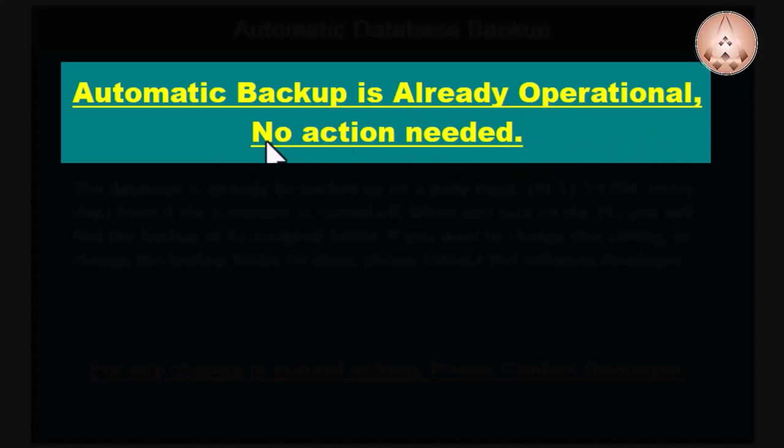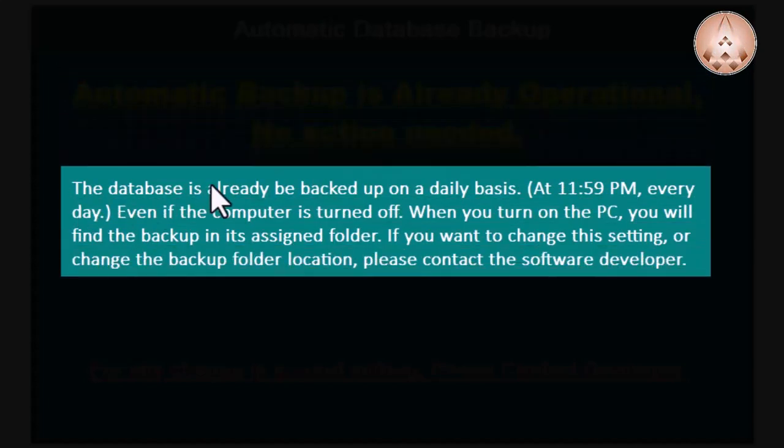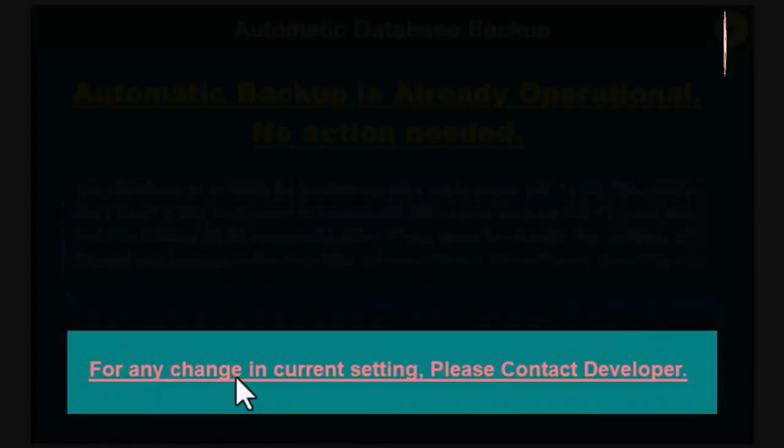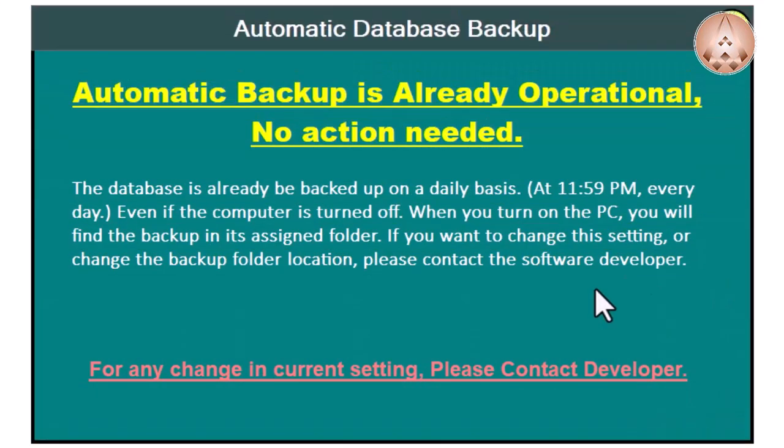And what is the detail of this message? The database is already backed up on a daily basis at 11:59, almost 12 o'clock every day. Even if the computer is turned off, when you turn on the PC, you will find the backup in its assigned folder. If you want to change this setting or change the backup folder location, please contact the software developer. For any change in the current setting, please contact the software developer. So this is the message.